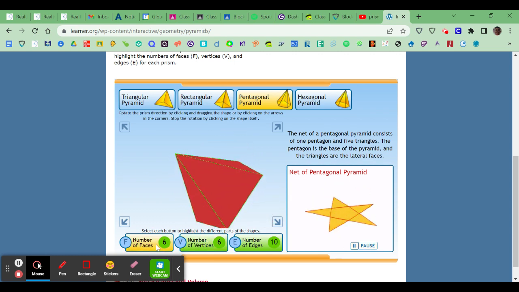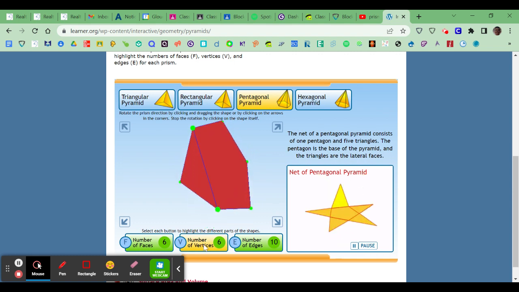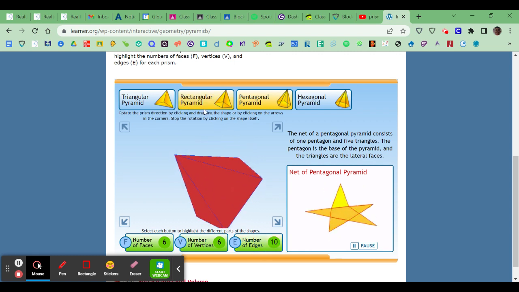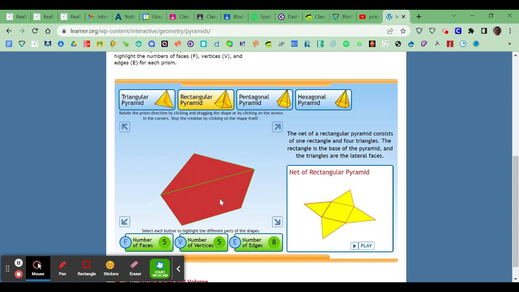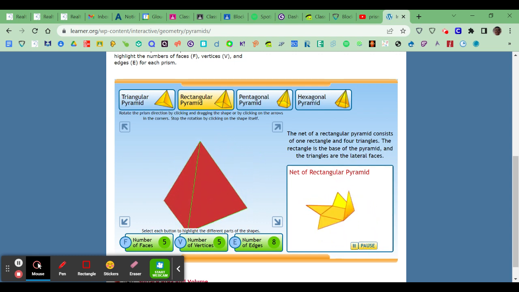Beautiful. We can see the faces. We can see the vertices. We can see the edges. All right. And then let's look at another one. So we've got a rectangular pyramid. You see there's the rectangle. And then what are all the other faces? Boom, boom, boom, boom. Triangles. Watch it. Here it goes. Woohoo. Cool.